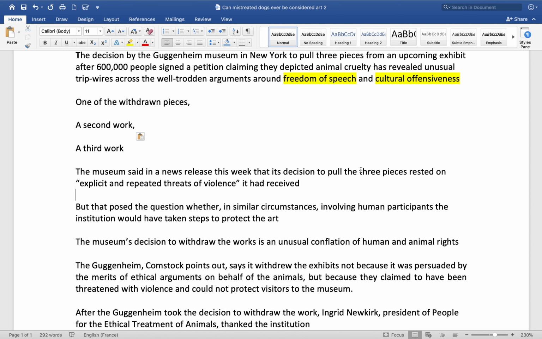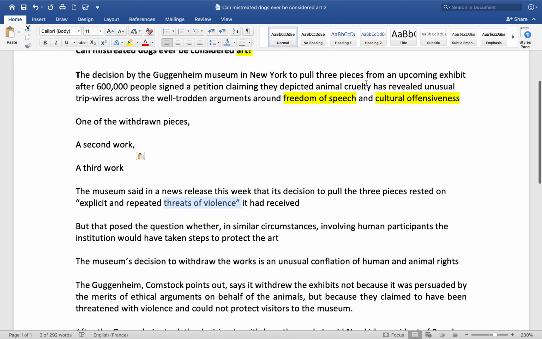Now, if I continue in this text, it says, the museum said in a news release this week that its decision to pull the 3 pieces rested on explicit and repeated threats of violence it had received. This is interesting because first it pinpoints the fact that people react very strongly to this feeling when you read threats of violence. Maybe there were death threats sent to the people in charge of the museum, and also that's interesting because the museum said that the reason why they had pulled the pieces is the threats of violence. So far, they don't mention the fact that the pieces were a bit provocative or offensive. It's just because they received threats of violence.